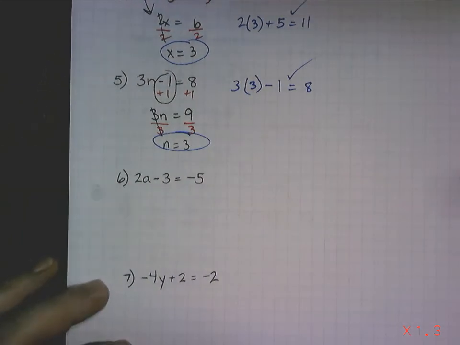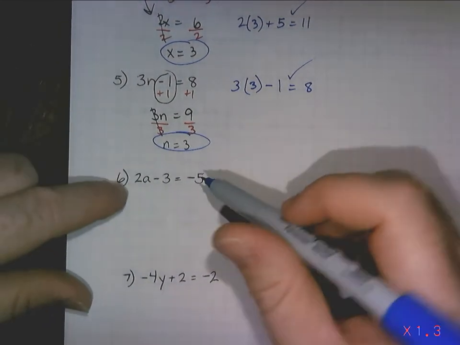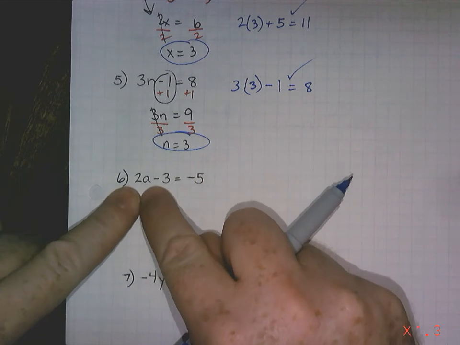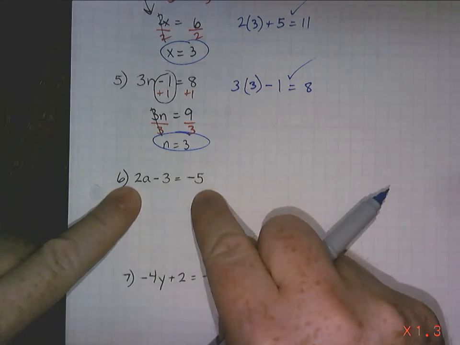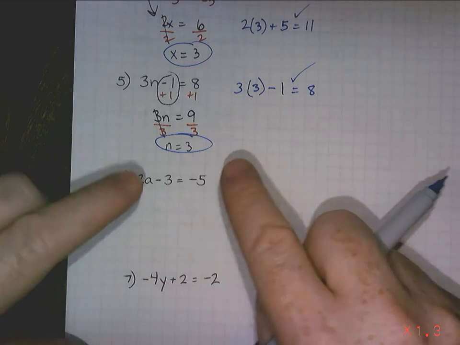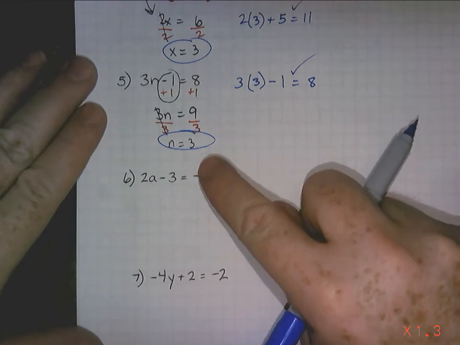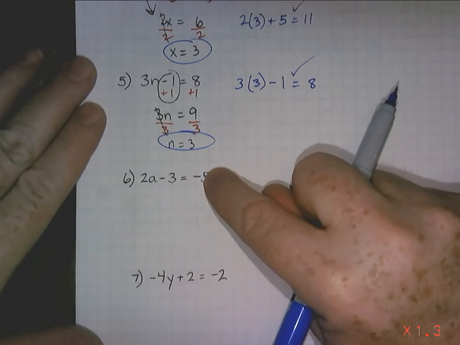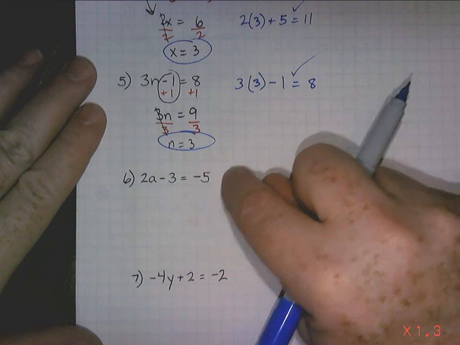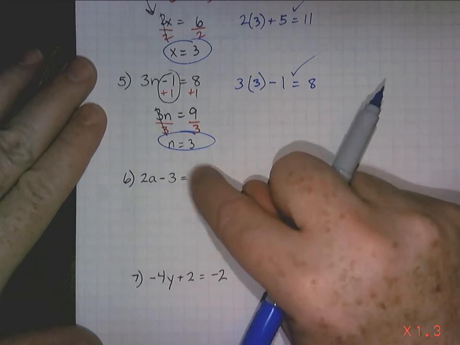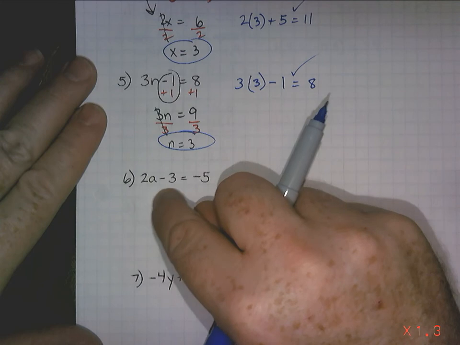Okay, moving on. 2 more. So I've got 2 times a minus 3 equals negative 5. So just go to the a's here, don't even worry about what's on the other side. Don't even worry about this negative 5. It doesn't matter what this is. It only matters what's going on right now with a.